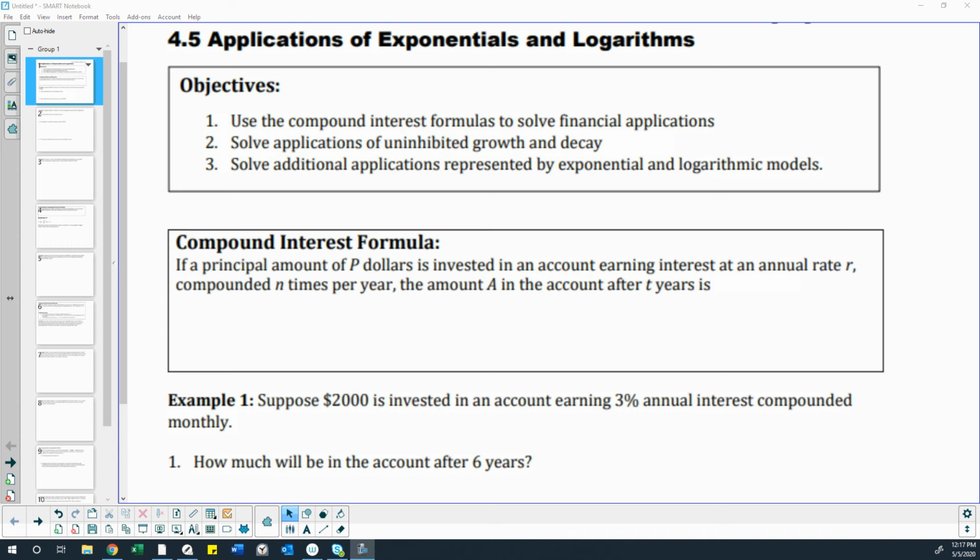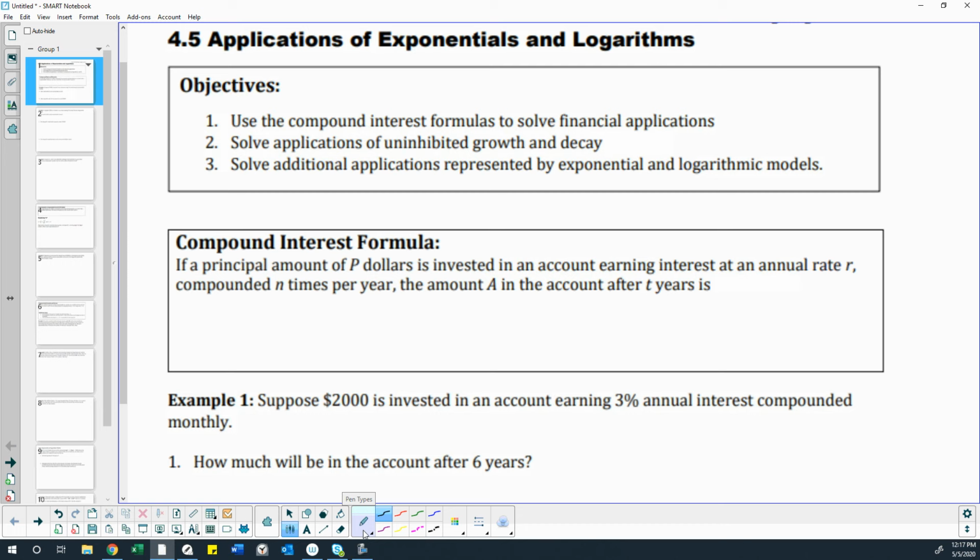Finally, we're ready to look at section 4.5, which is where we see where we can use all of this stuff we've been learning about. Okay, so let's start with our compound interest formula. Now, compound interest is different than simple interest.